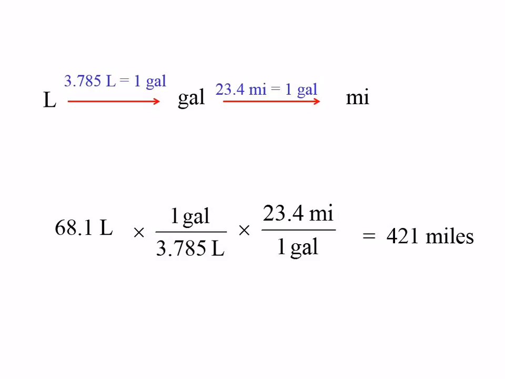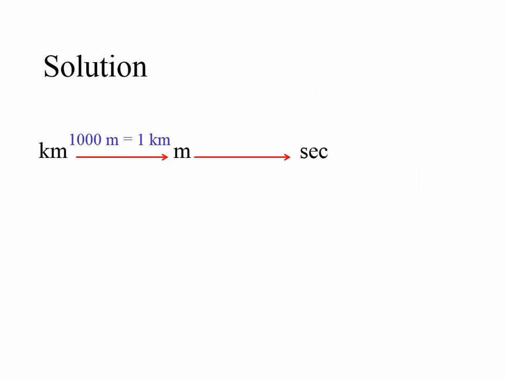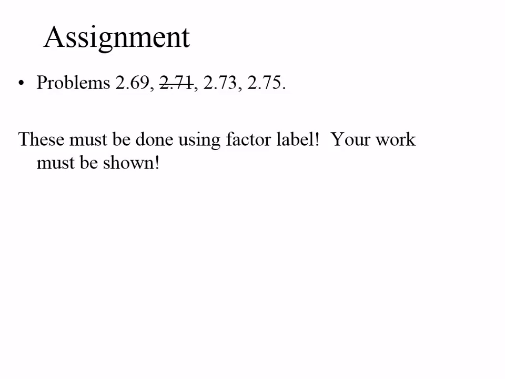You should be able now to do this set of problems. Oops, sorry. So 69, 73, and 75 will all be due. I'm going to push some hints out. I know we're kind of bumping up against the clock. On Twitter, I recorded today's lecture, and I'll also push out some hints for working these 3 problems. There's multiple parts. My point is, these must be done using the factor label method. You need to show your work, okay? Any questions? You don't have to do 71. Nope. 69, 73, 75.